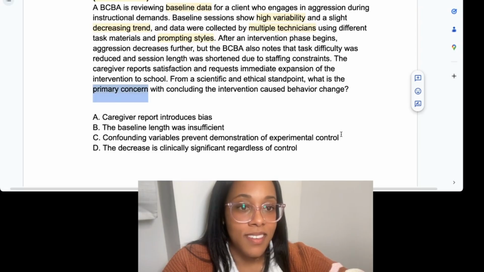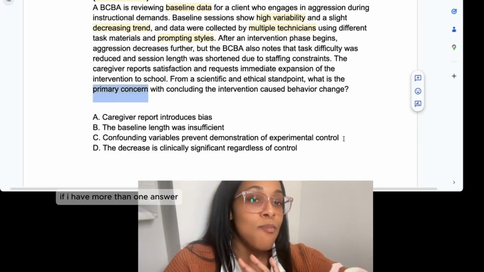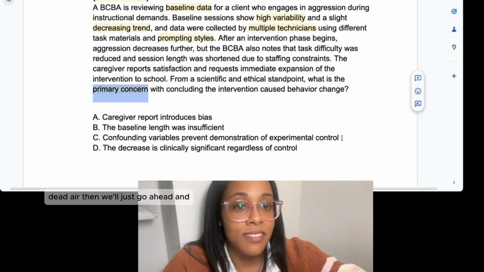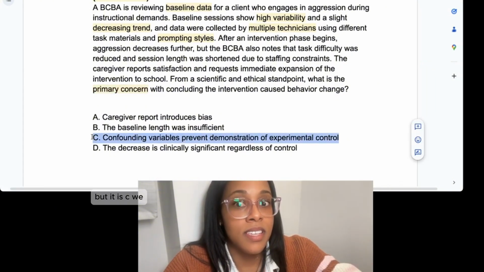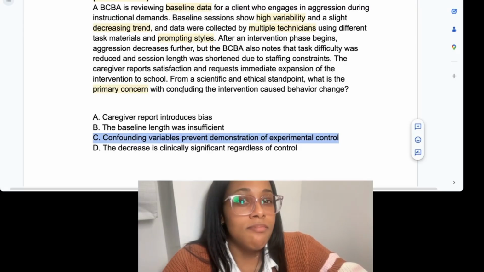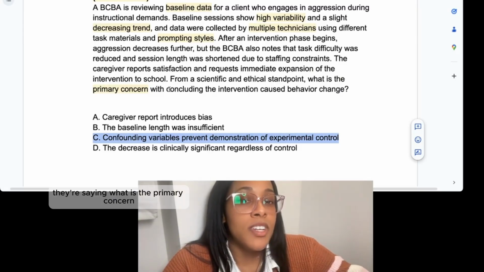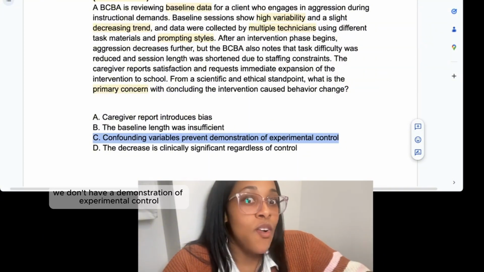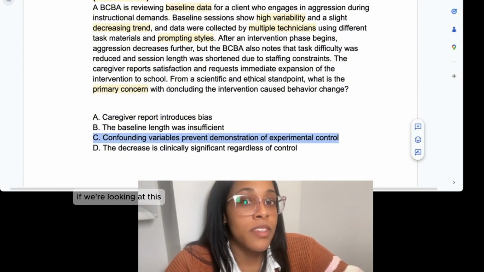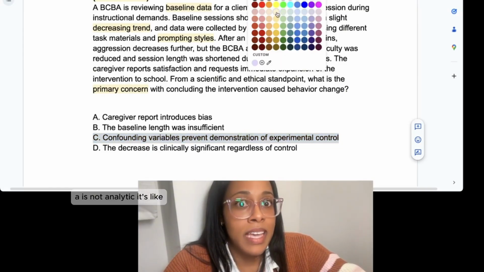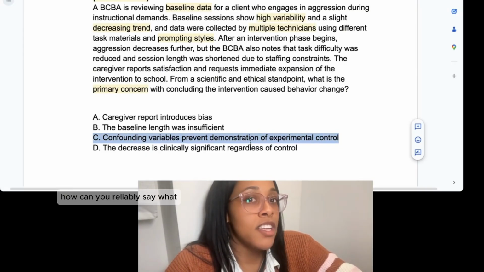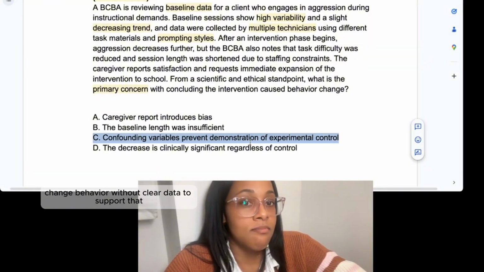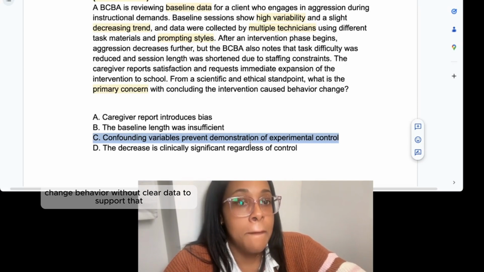Okay. All right. If I have more than one answer and there's a lot of dead air, then I'll just give you guys the answer. But it is C. They're asking, what is the primary concern with concluding that the intervention caused behavior change? We don't have a demonstration of experimental control. If we're looking at this through the 7 dimensions of ABA, it's not analytic. How can you reliably say what changed behavior without clear data to support that?